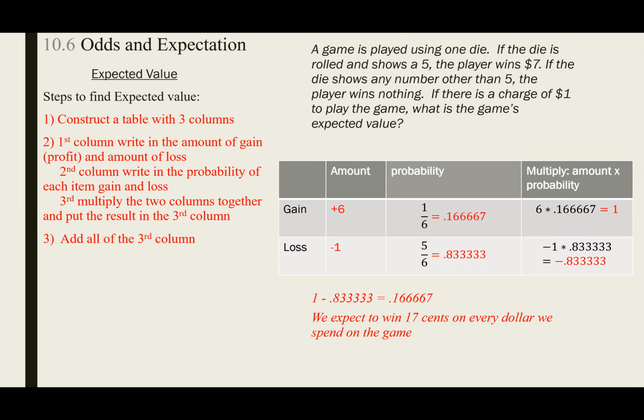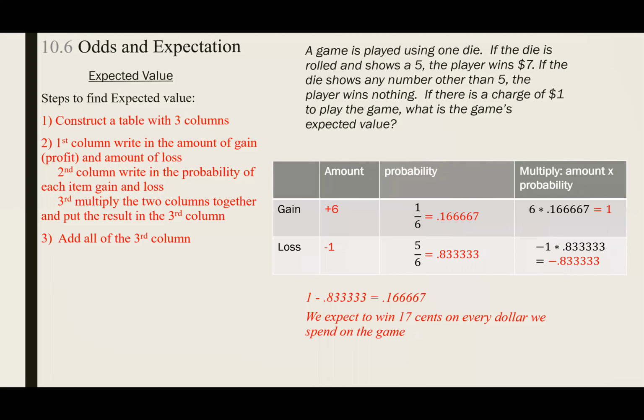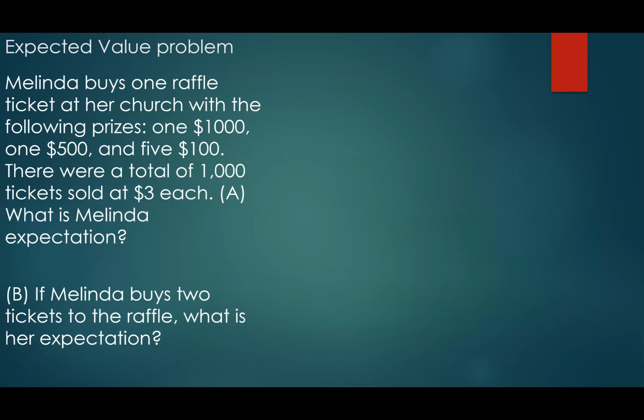All right, let's try another one, similar to that, the expected value. They ask what is Melinda's expectation, the expected value, if Melinda buys 2 tickets in the raffle, what will be her expected value or expectation? So looking at this, what is the setup, this raffle ticket? If you go to church, if you go to the fair, they ask you to buy this fundraiser raffle ticket. So this is what Melinda has.